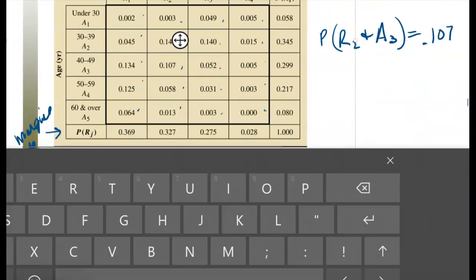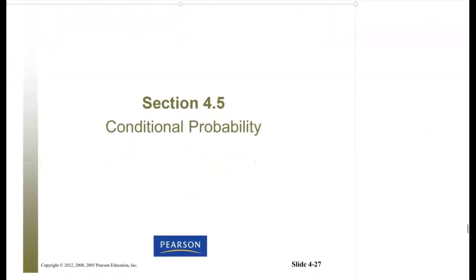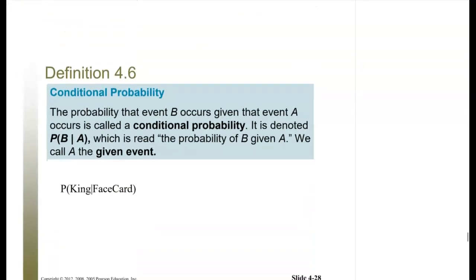And we're going to finish this Chapter 4 on conditional probabilities. By definition, the probability that event B occurs given that event A occurs is called a conditional probability. We're placing a condition on our event now. And it is denoted by the probability of B given A. And we call A the given event. It's also called the condition.